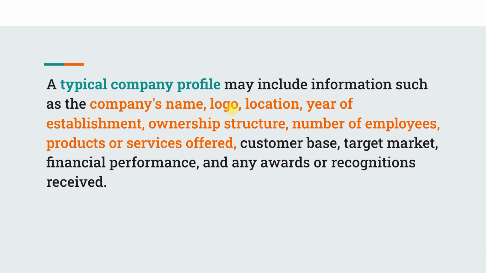Now, a typical company profile may include information such as, number one, the company's name. Number two, we have a logo. We can also have the location of that particular establishment, the year of establishment of that particular company or business, the ownership structure, that is the owners, the board of directors, management, and the rest. Then we could also have the number of employees. Then we have products or services offered. We also have a customer base, and we also have the target market. We can also have financial performance, any awards or recognitions received. So you can find all these in a company profile.